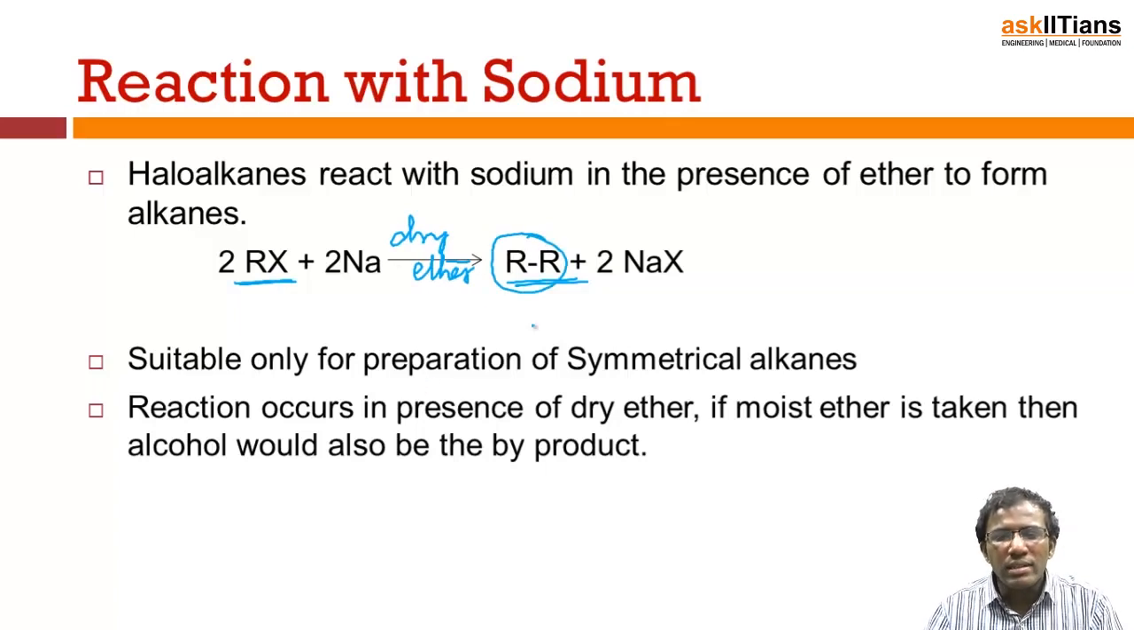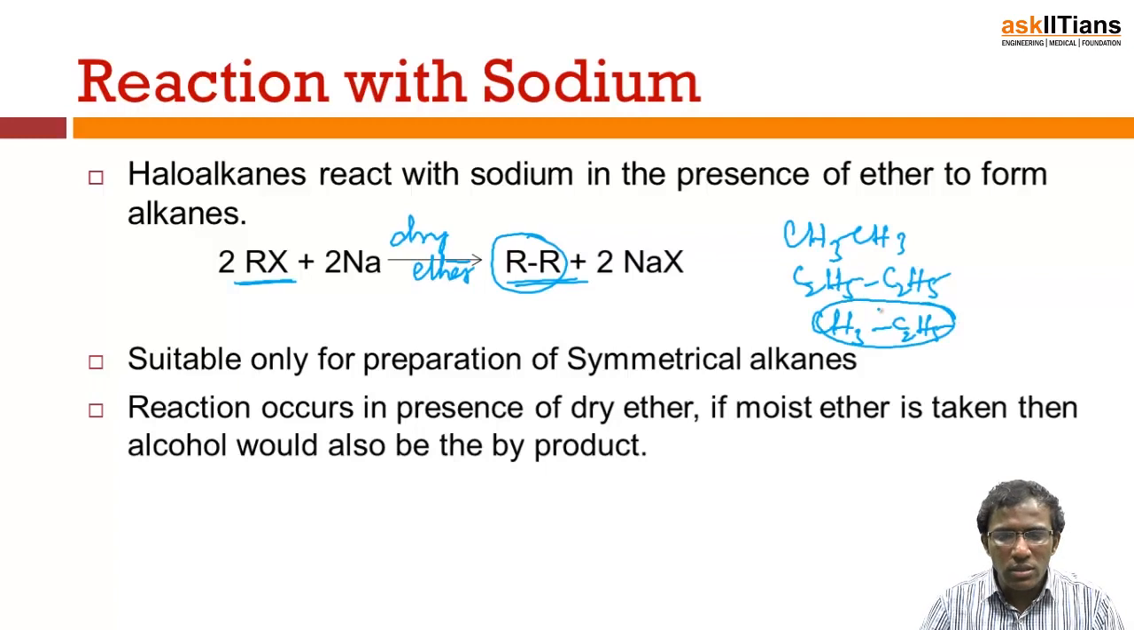But however, this reaction has a limitation. This is not suitable for the preparation of unsymmetrical alkanes. Like this is a symmetrical alkane, CH3CH3 or C2H5C2H5. These are symmetrical alkanes. Both the alkyl groups are the same, but this is not suitable for getting the unsymmetrical product. Why? Because if I take 2 different alkyl halides, then there is a possibility that you will get a mixture of products, right?